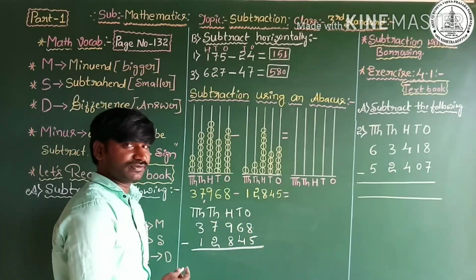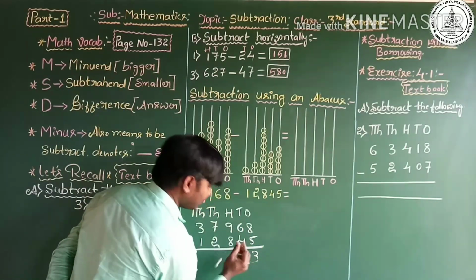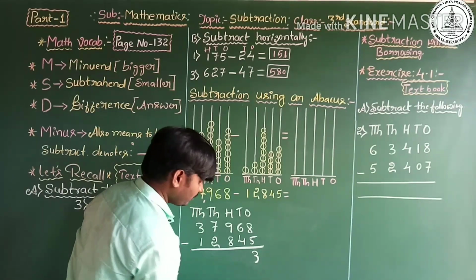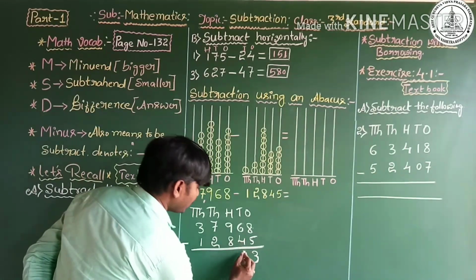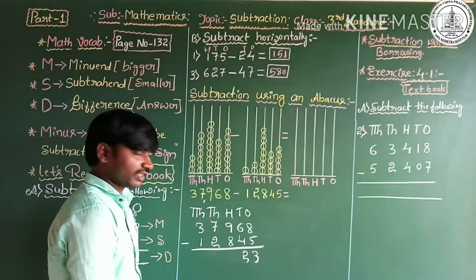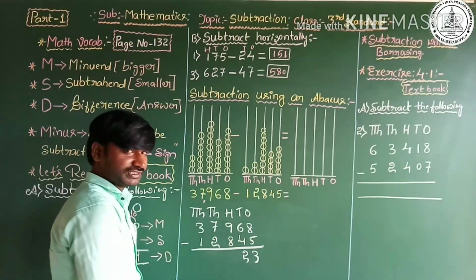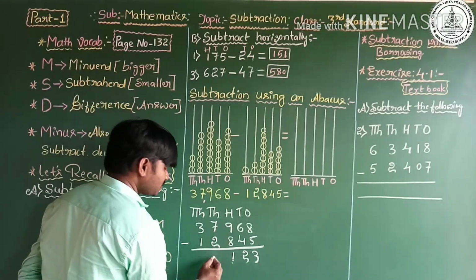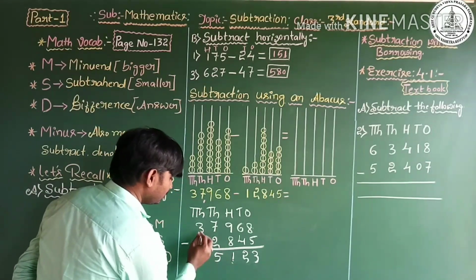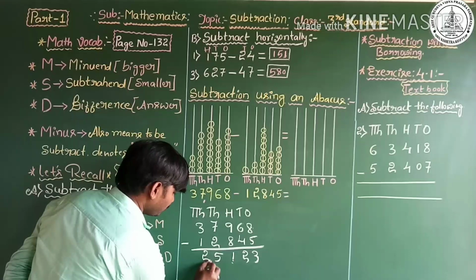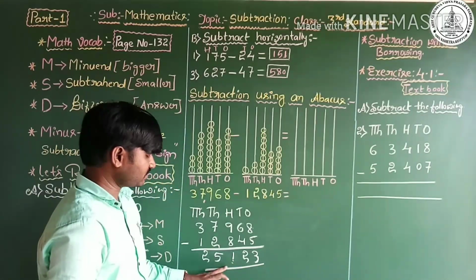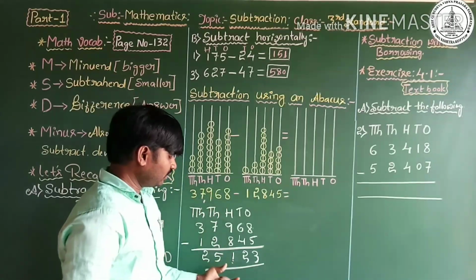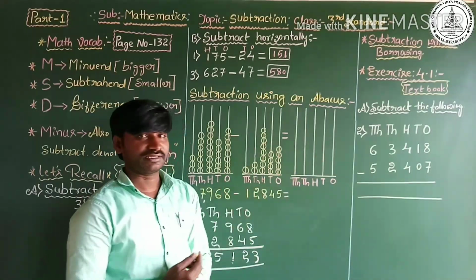8 minus 5 is, yes, you know already, dear student, 3. Okay, the next 6 minus 4 is 2. Yes, 9 minus 8 is 1. The next 7 minus 2 is 5. 3 minus 1 is 2. What is the value? 25,123. Okay. The next, you add values in the abacus method.